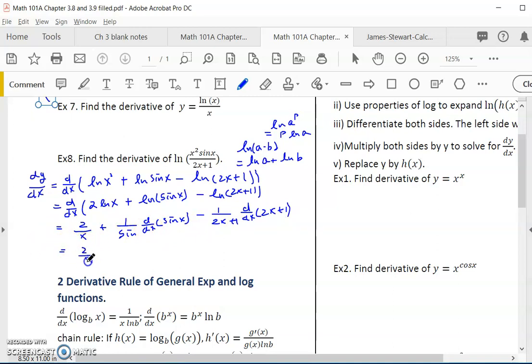So 2 over x plus, what is this? Derivative of sine is cosine x over sine x, no more log, minus 2x plus 1 in the denominator. The numerator would be d/dx of 2x, which is 2. And that's the final answer. You can simplify this as cotangent also. Cosine x over sine x is cotangent x.